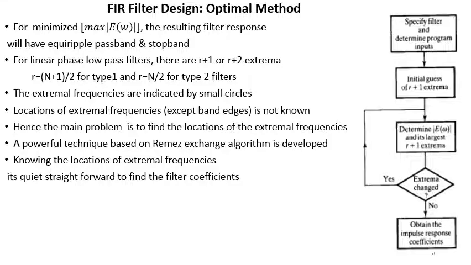The locations of the extrema frequencies are important. But we see that the only locations of extremal frequencies we can find directly are the band edge frequencies; for the other cases we don't know the locations of the extremal frequencies. Hence the main problem here is to find the locations of the extremal frequencies. To find them, a powerful algorithm based on Remez's exchange algorithm was developed, and using this algorithm we can find the locations of the extremal frequencies. Once we know them, it's quite straightforward to find the filter coefficients.